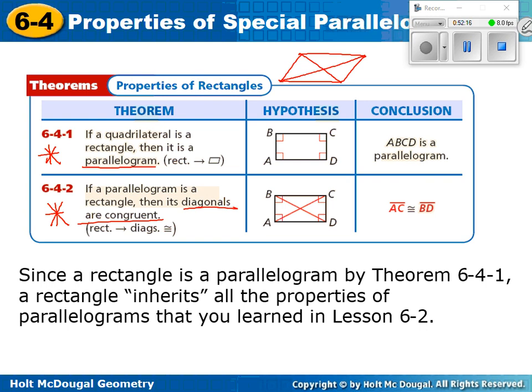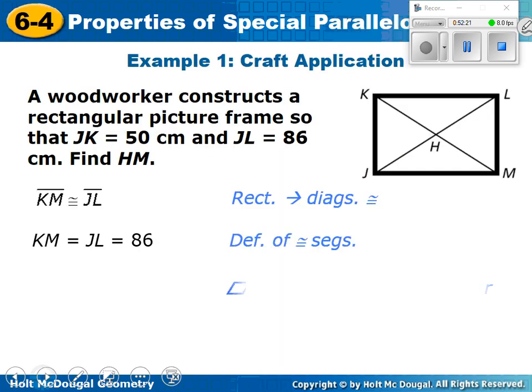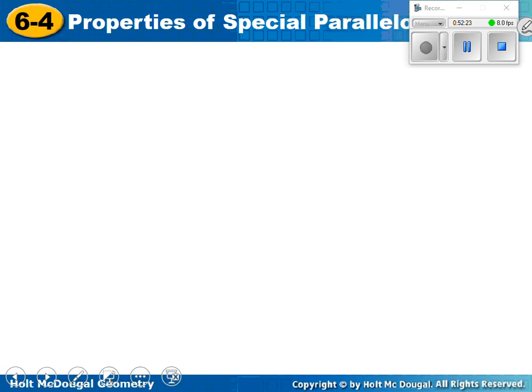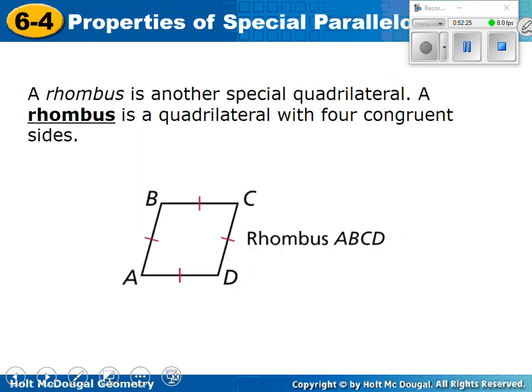So again, you're on your property sheet. We're going to list the properties. I'm going to skip examples. So if you want to turn in your notes, you can turn to where the definition of the rhombus is. So it should be on the back, I think, of the first page of your notes.